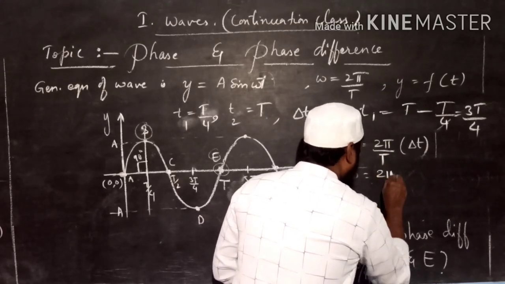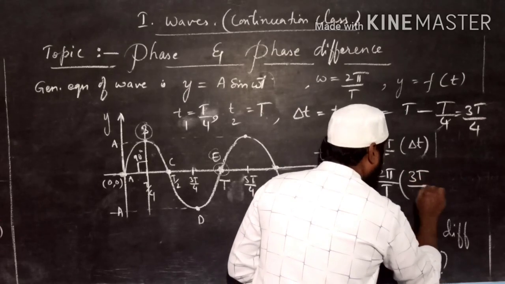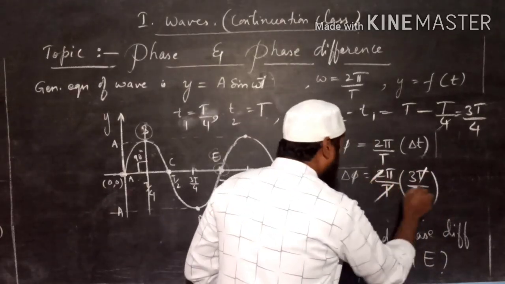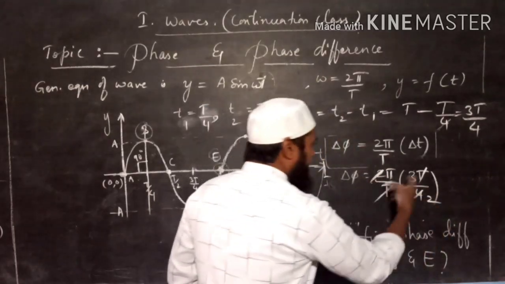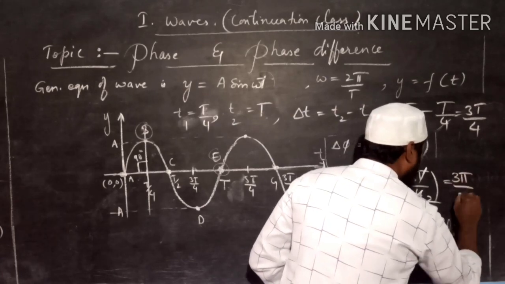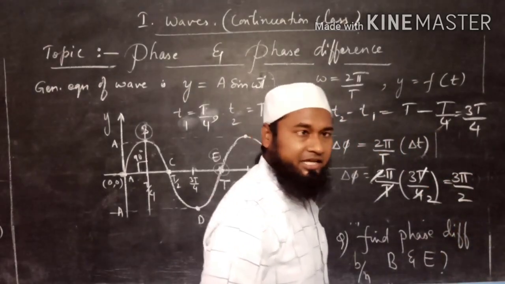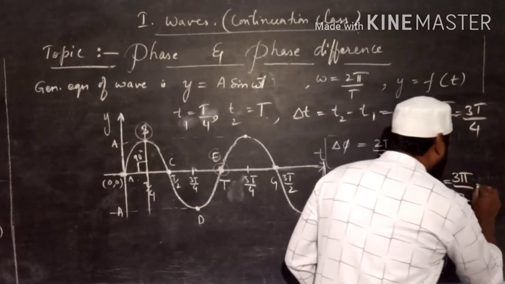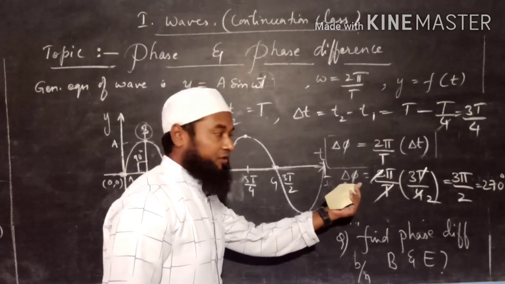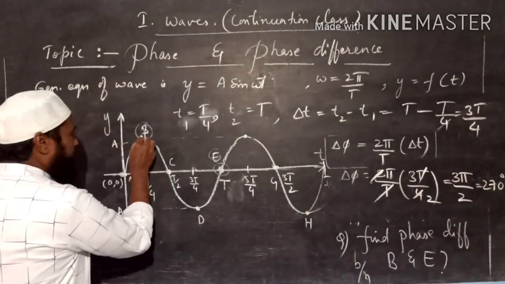2 pi by T into delta T. What is delta T? 3T by 4. T will get cancelled. 2 ones are 2, 2 twos are 4. What are the remaining things? 3 pi by 2. 3 pi by 2 is nothing but pi by 2 times 3, and just now we got pi by 2 as 90 degree. 3 into 90 is 270. So the phase difference of the particle is 270 degree between B and E.